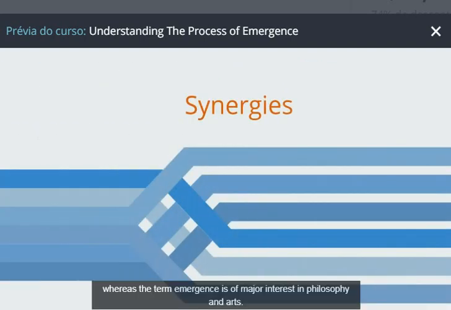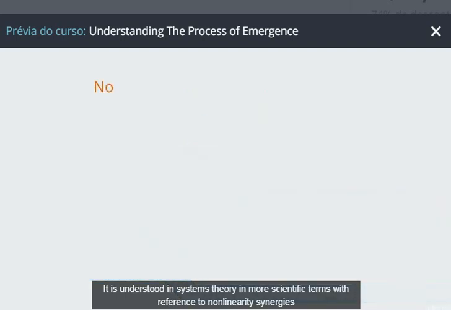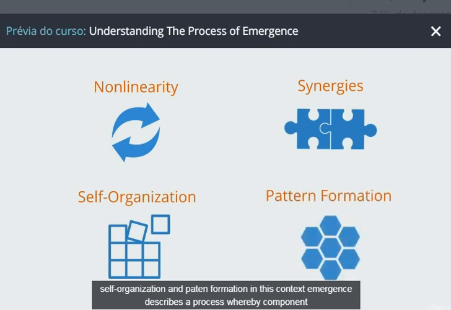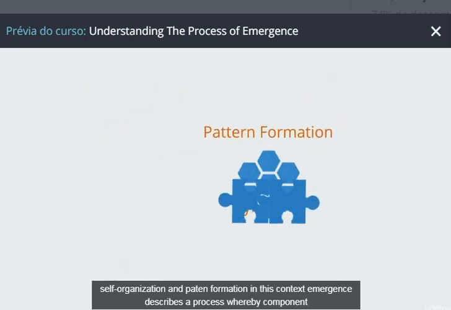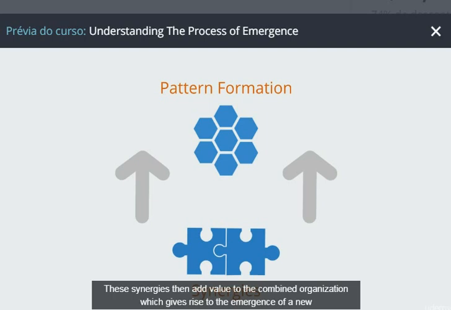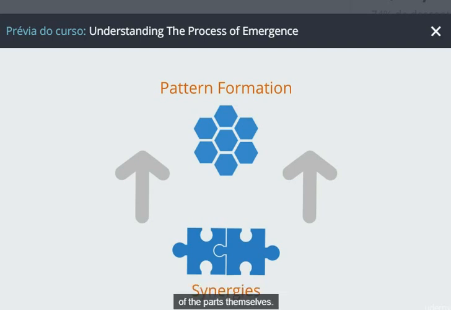Whereas the term emergence is of major interest in philosophy and art, it is understood in systems theory in more scientific terms, with reference to nonlinearity, synergies, self-organization, and pattern formation. In this context, emergence describes a process whereby component parts interact to form synergies. These synergies then add value to the combined organization, which gives rise to the emergence of a new macro level of organization that is a product of the synergies between the parts, not simply the properties of the parts themselves.